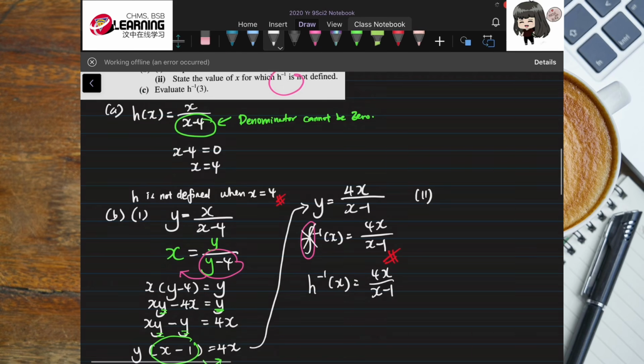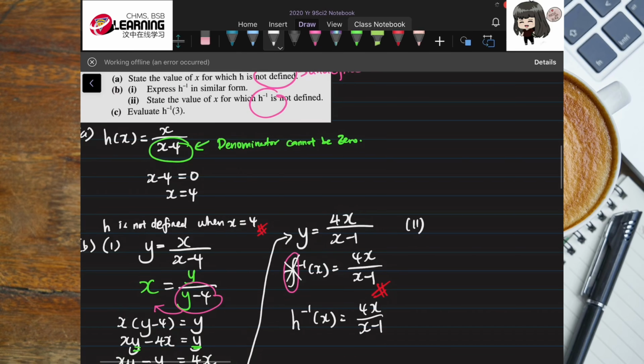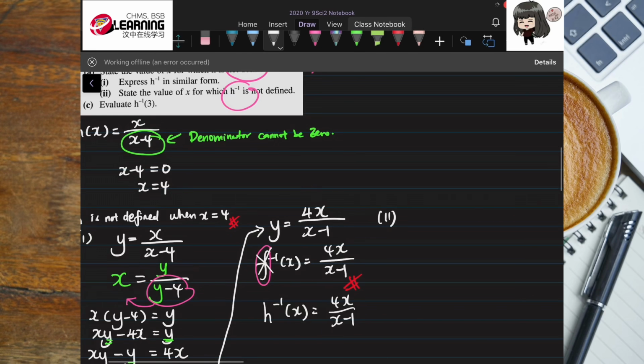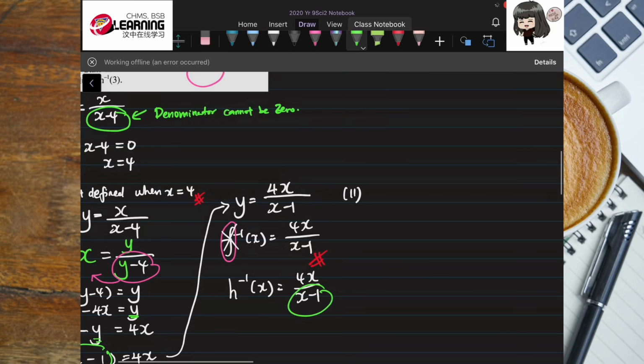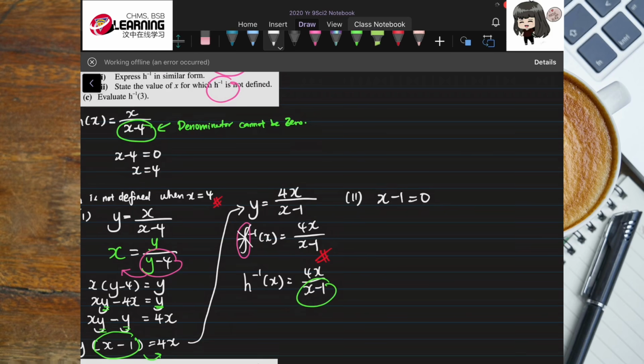So when h inverse is not defined, your denominator cannot be 0, right? Your denominator for your h inverse is x minus 1. You see that? x minus 1. If x minus 1 equals 0, it means that the whole expression of your h inverse is undefined. So your x is 1.